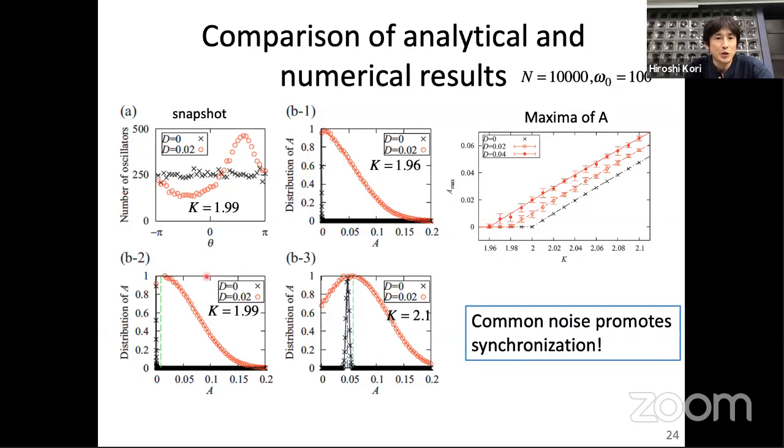And with these kinds of numerical simulations, we confirmed our theory works well. For example, if the noise strength is 0.02, this order parameter increases in this way. So the phase transition point changes from 2 to 1.98, and with even stronger noise, we have an earlier synchronization point here. Okay, so we now find that common noise promotes synchronization.